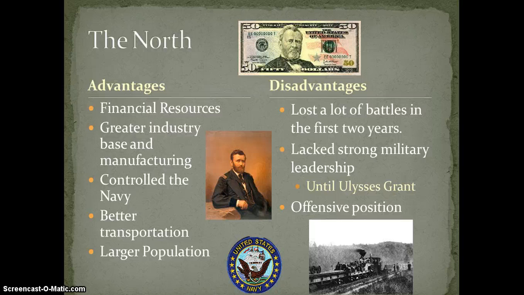And this was due to a lack of strong military leadership until Ulysses Grant and his idea of fighting. He didn't really think about the casualties he would lose. He was just all for fighting. And this is him, and I liked how he's on the $50 bill, and I kind of connected that to the financial resources of the North. So I liked how that tied together. And then the North was playing offensive. They went to the South to fight compared to the South coming to them. So that was also a disadvantage for the North.